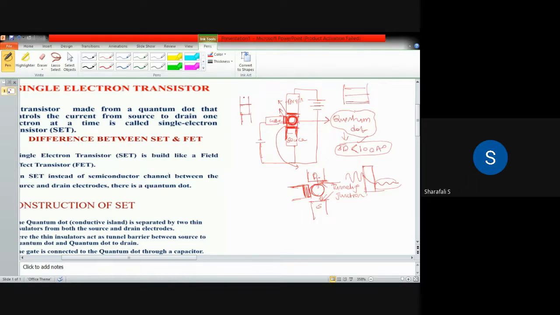So this is drain, source, and we are having the channel. So we will be having something like a PN junction in here. This is a P-type semiconductor material, and this is N-type. So we will be having a PN junction between the channel and drain as well as source and channel. But in here we are having a tunneling junction instead of a PN junction. So this is the basic difference between a conventional field effect transistor and a single electron transistor.